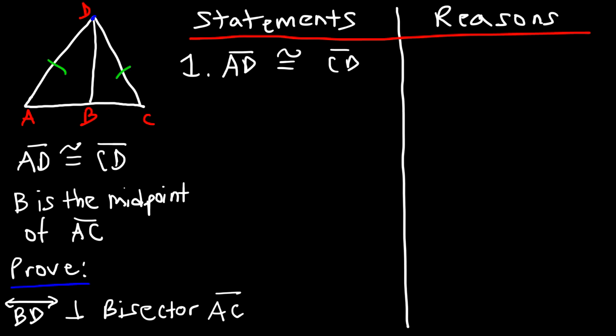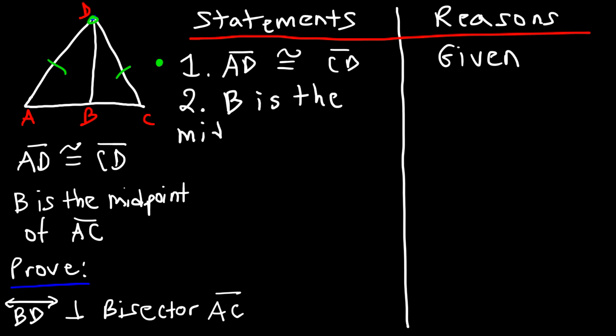So let's start with the first statement, that AD is congruent to CD. So if AD is congruent to CD, that means D is equidistant from A and C. So I'm going to put a dot to show that this statement proves that D is equidistant from the endpoints of the segment AC. And this statement was given to us. Now the second thing that we know is that B is the midpoint of segment AC. So that fact was given to us as well.